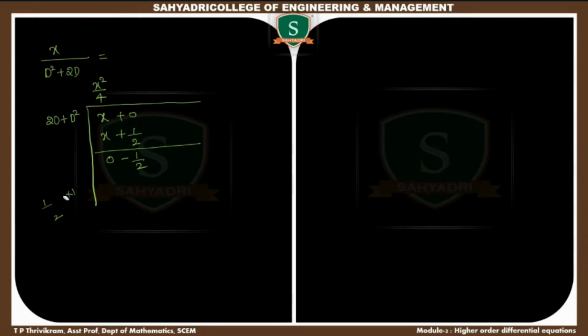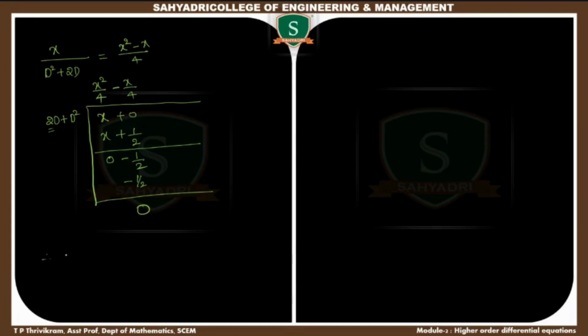Now again, first term divided by first term: minus 1 by 2 divided by 2D, which is nothing but minus 1 by 4 into 1 by D of 1. So minus 1 by 4 integral of 1 is x. So here you can write it as minus x by 4. Now if you multiply with this, you'll get minus half, next D square of x. D square of x will be 0. So if you close it, 0 is the answer. And here you can write it as x square minus x divided by 4.